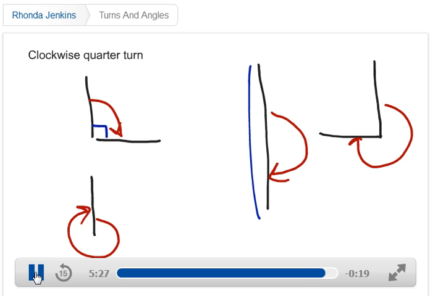So just to recap, the important terms from this lesson were counterclockwise, clockwise, full turn, half turn, quarter turn, sides, vertex, and right angle. If you can identify all of those terms and understand what they are, you're on your way to understanding these basic geometry terms.